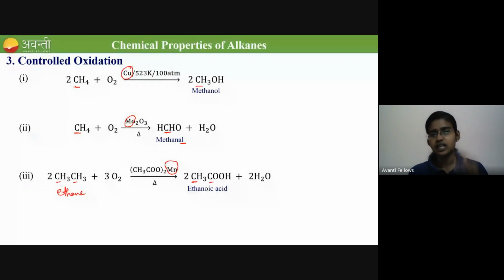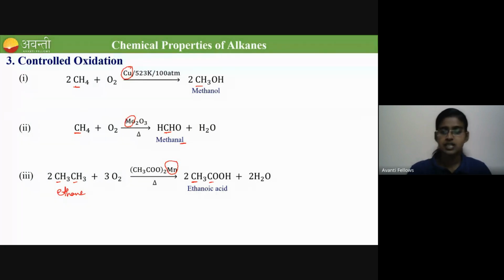Now, in all these reactions, you can see the catalyst is determining the product. Copper is giving alcohol, molybdenum is giving aldehyde, manganese is giving carboxylic acid. So now the catalyst is only determining the product, whether we need alcohol or aldehyde or acid. If I want to prepare acid from ethane, I can use manganese. If I want to prepare alcohol, I can use copper. I can use the catalyst for my desired product. So I am only determining the product by altering the catalyst. Got it? So that's why it is called controlled oxidation.